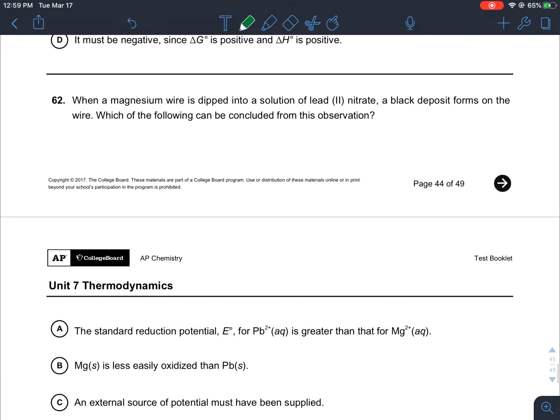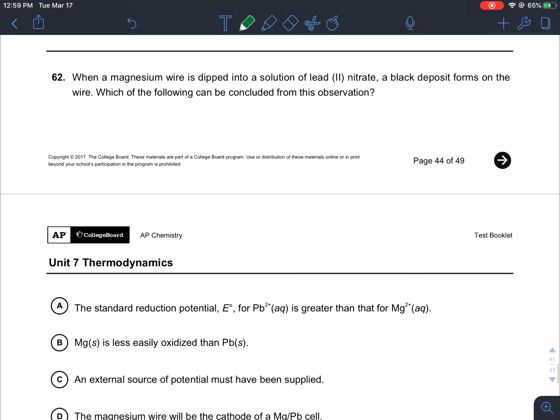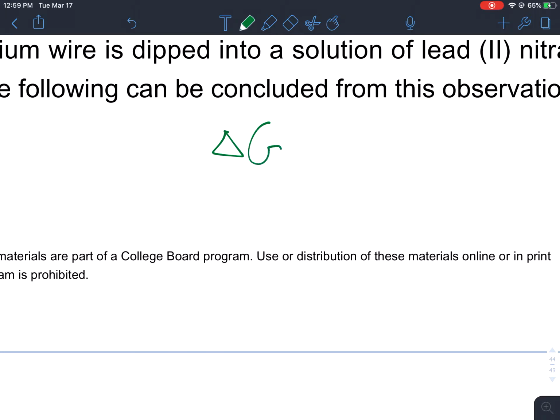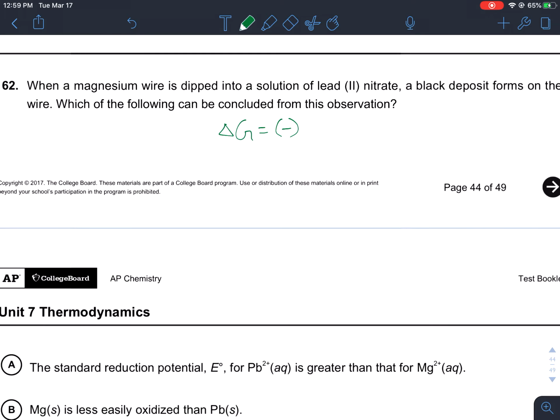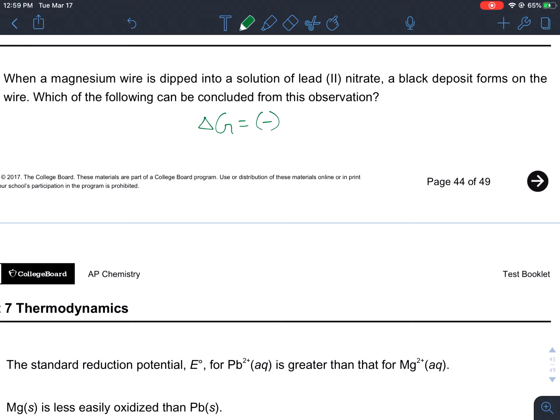that out. All right, when a magnesium wire is dipped into a solution of lead 2 nitrate, a black deposit forms on the wire. Which of the following can be concluded from this observation? What I would say, the first thing is that delta G is negative. Why do I know delta G is negative? Because you didn't add any energy, you didn't add an outside power source, and all of a sudden it's just starting to happen.